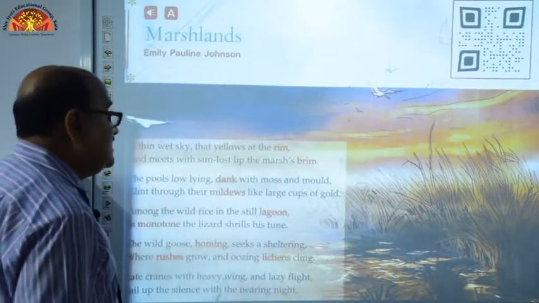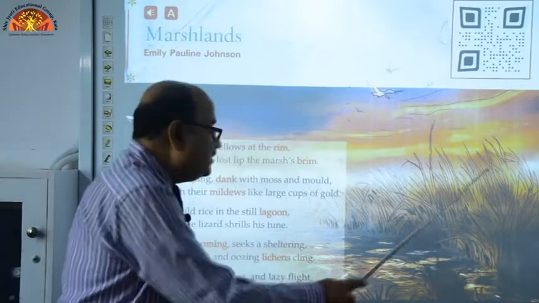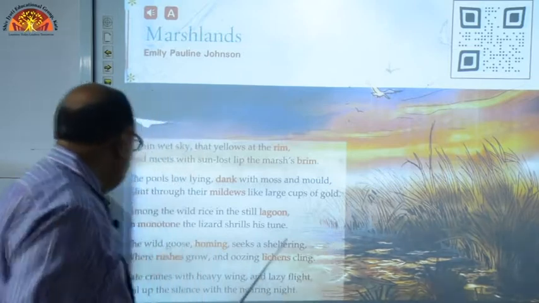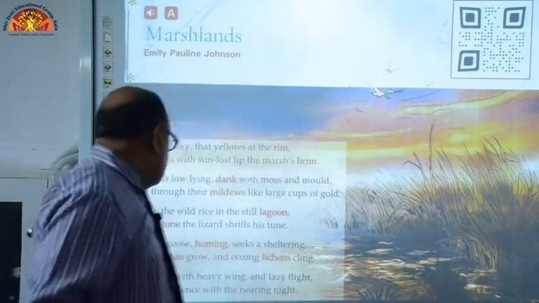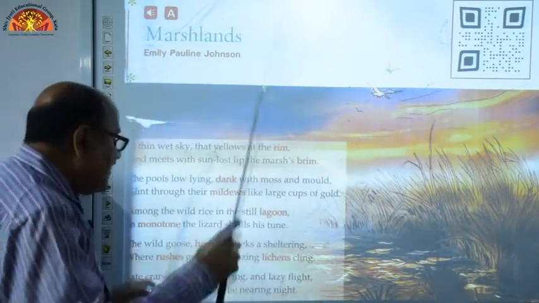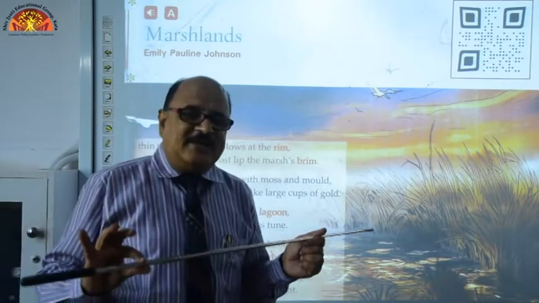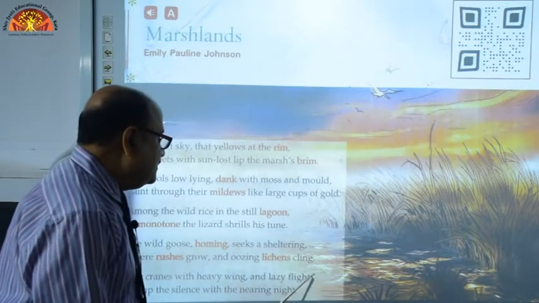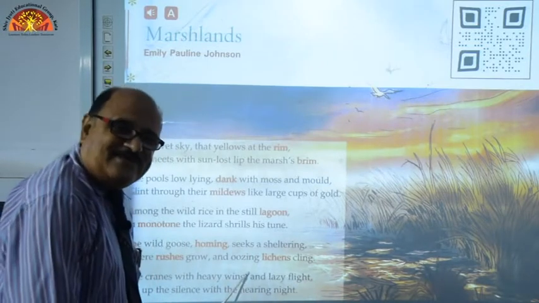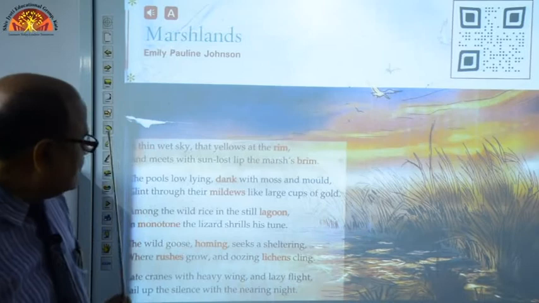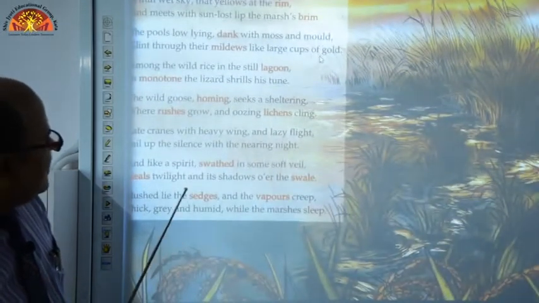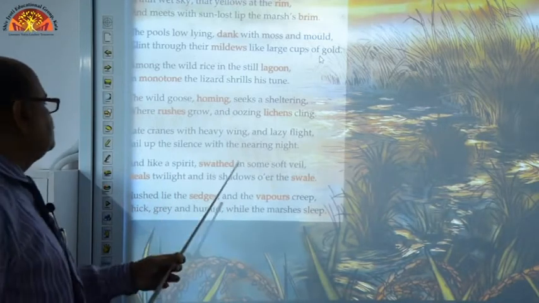Sail up the silence. Silence prevails in the whole atmosphere in the marshy land. So, they are sailing over this marshy land with the nearing night. With the nearing night means the night is about to come. So, here the oncoming effect of night time starts. Just see, this is a very interesting poem.